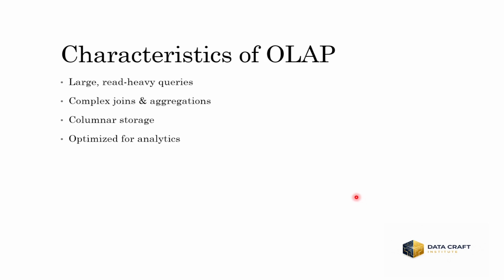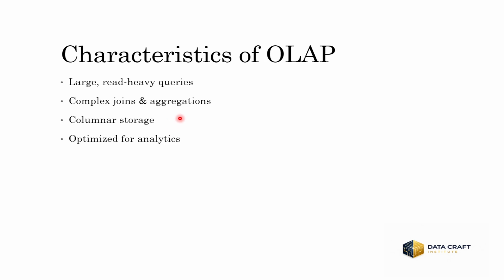Systems like Snowflake or BigQuery are designed to handle heavy analytical workloads. Generally the queries are run on millions or even billions of records. So what are the characteristics? They have large and heavy queries. They support complex joins and aggregations. They support columnar storage and are optimized for analytics.